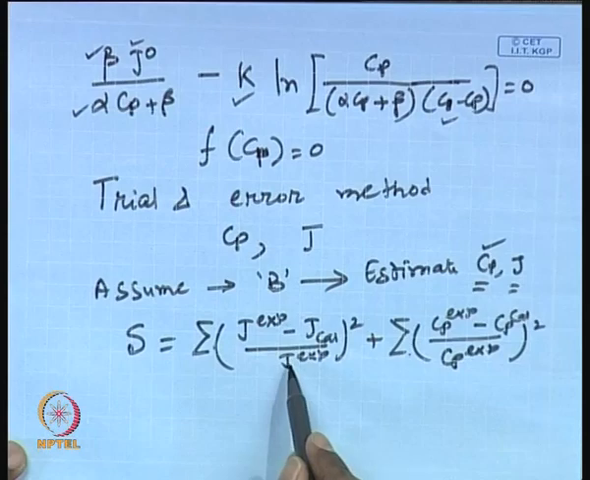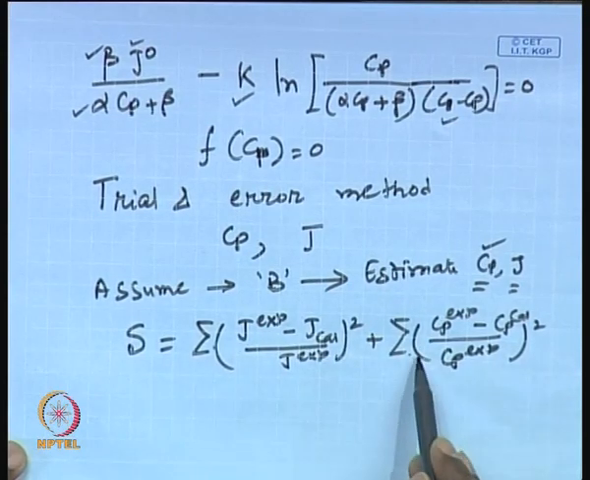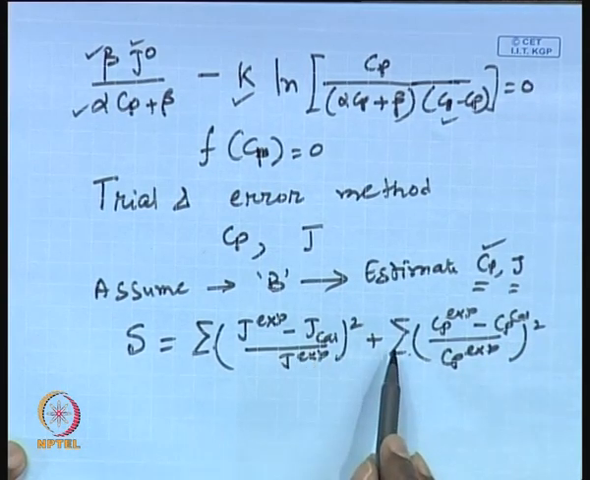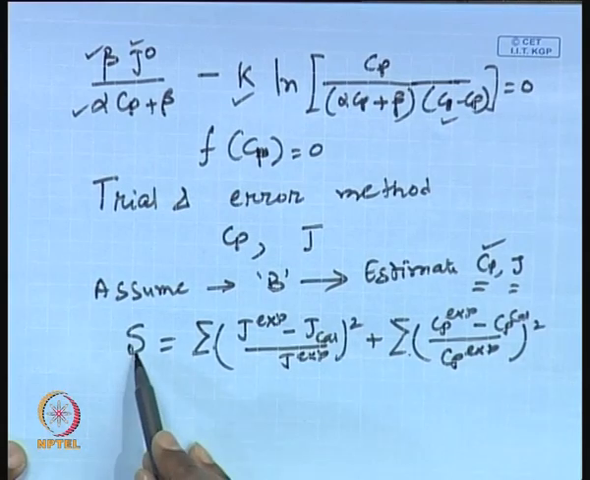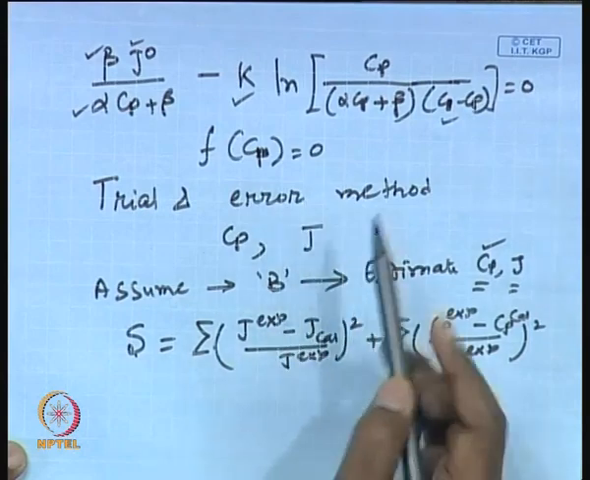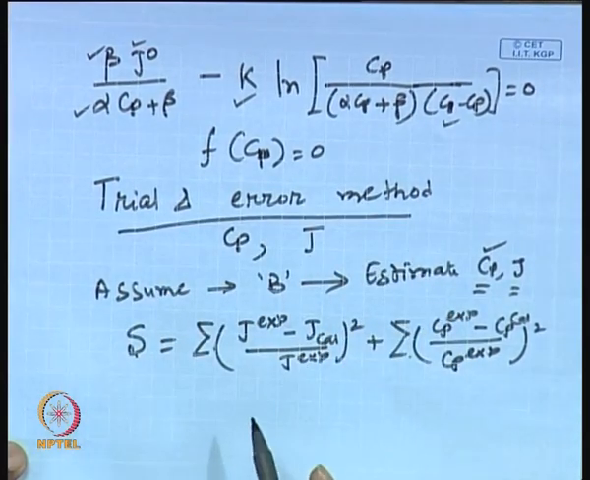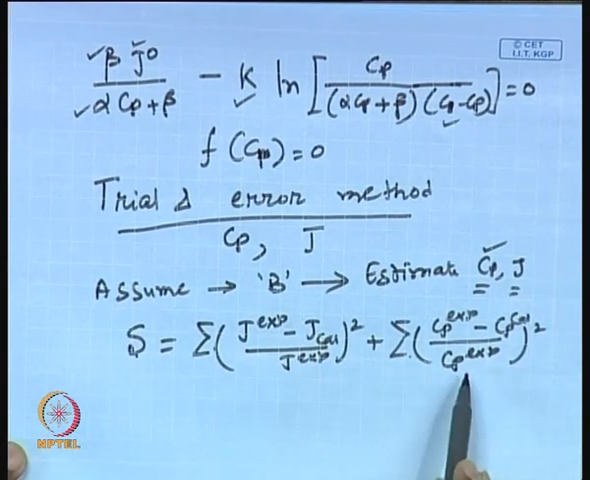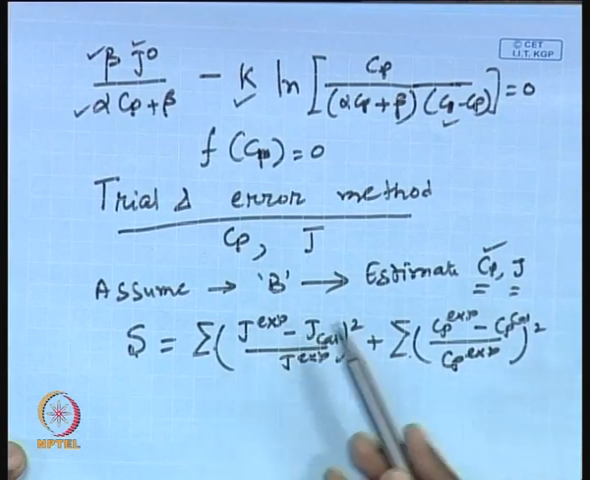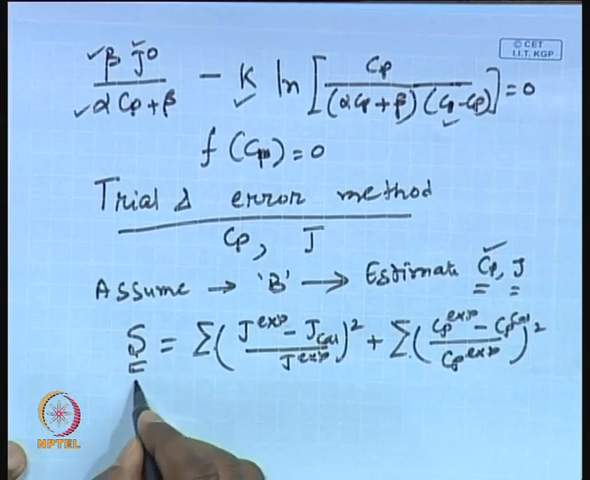But if you divide it by J experimental, the whole thing becomes of the order of 1, and the thing within this bracket will be of order 1. Now, they will be comparable in magnitude and one can do the minimization of this objective function S. Basically, this trial and error method will be the actual algorithm or actual program. Over and above, you hook up with an optimizer, by using the IMSL library or MATLAB or whatever optimizer, just hook up that optimizer and compute this sum and minimize this sum S.